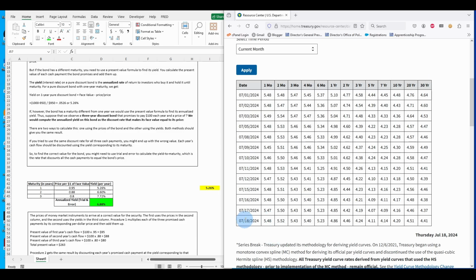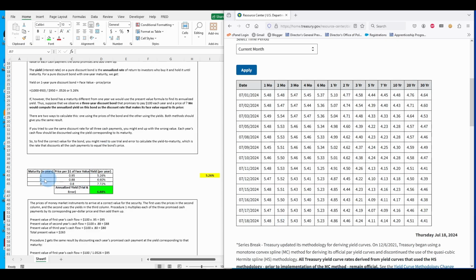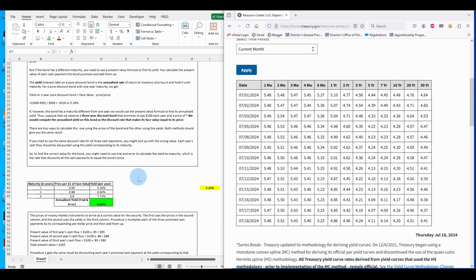And you can see as of 7/18/2024, the 1 month is at 5.48. The 30-year is 4.41. When we're looking at maturity, you have to look at a yield. Here's the yield.